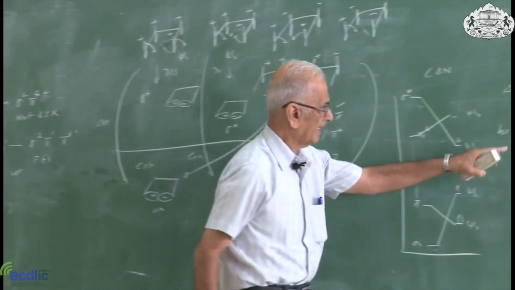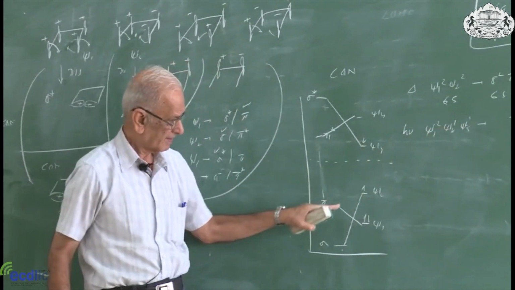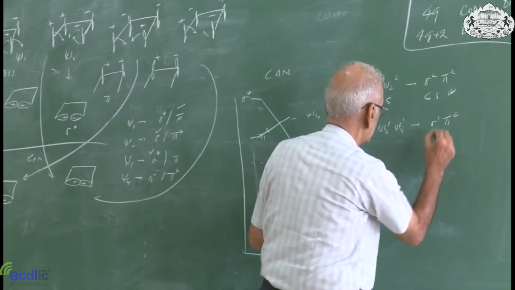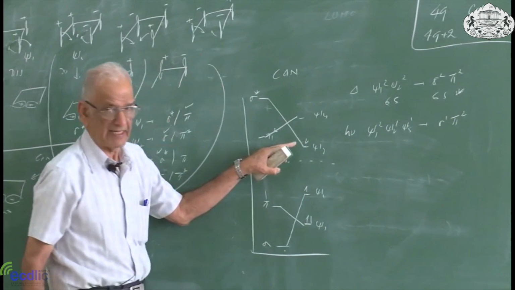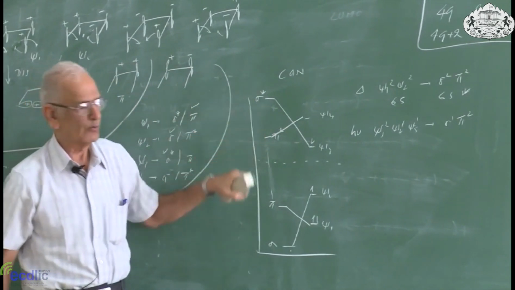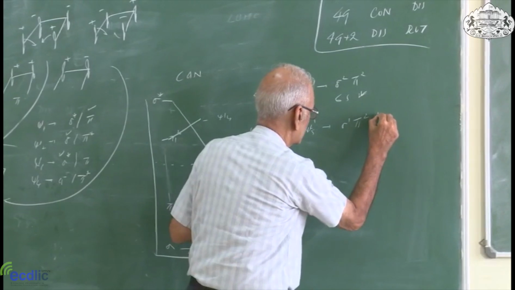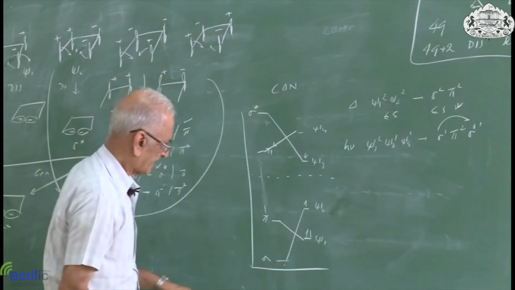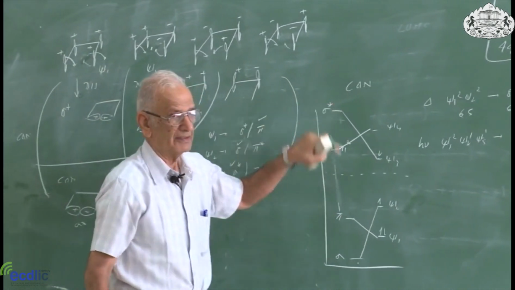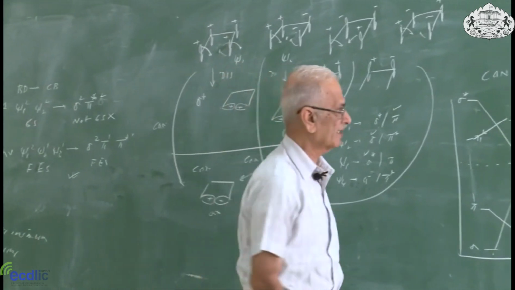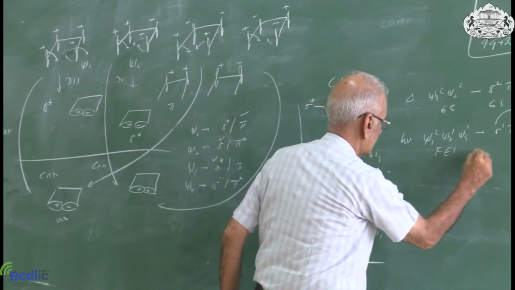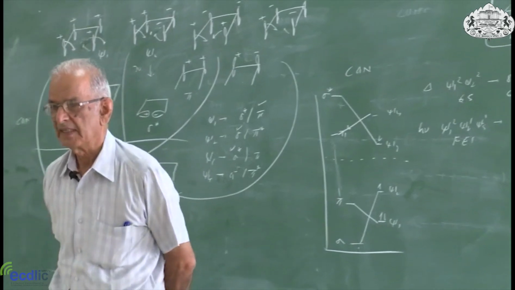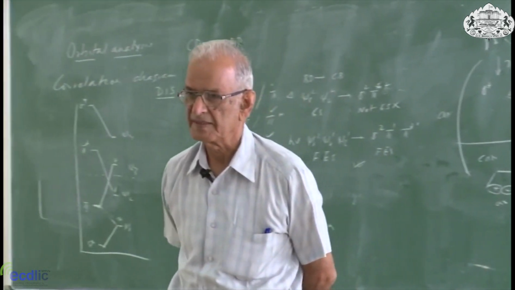Where will your psi 2 1 electron go? Psi 2 1 electron will go into sigma. So, sigma 1 electron. And where will your psi 3 1 electron go? It will go into sigma star. So, it is equivalent to exciting 1 electron from here into sigma star. So, first excited state has given very high energy excited state. Therefore, photochemical reaction is disallowed.